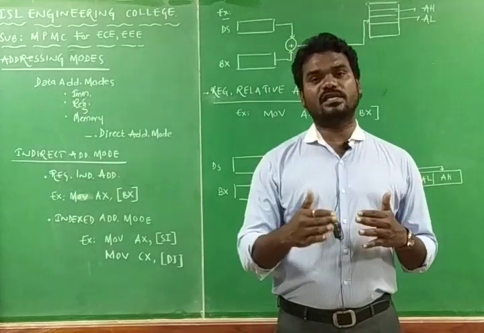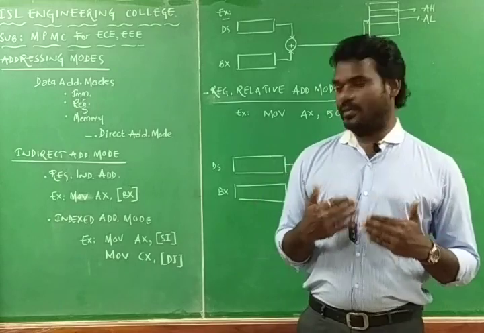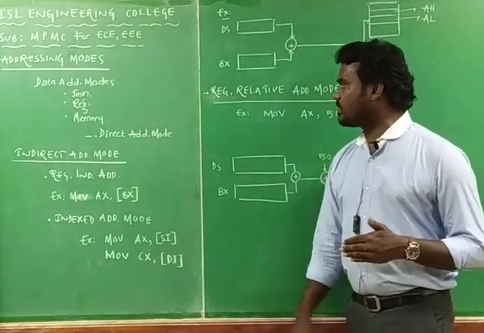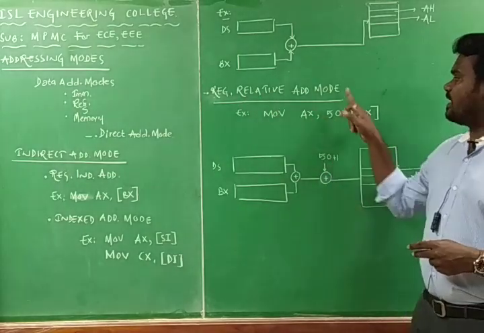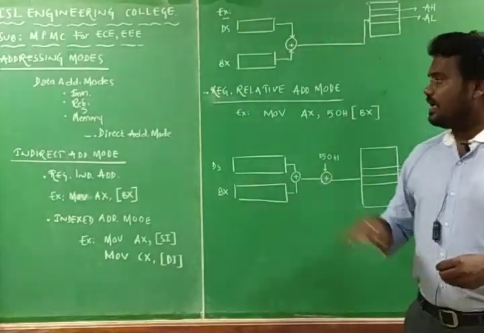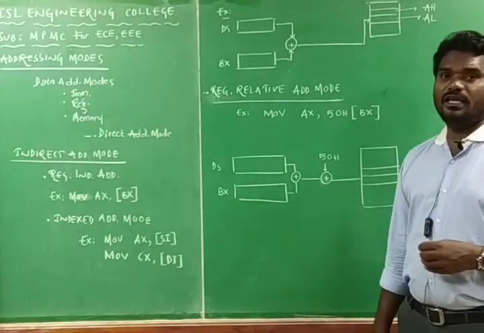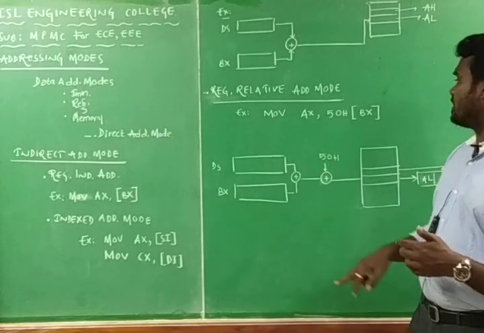From that memory location, the 8086 microprocessor can access the operand. This is about indirect addressing mode. Coming to the next one, it is register relative addressing mode. Register relative addressing mode, that means what? Here the offset address is specified in the register.